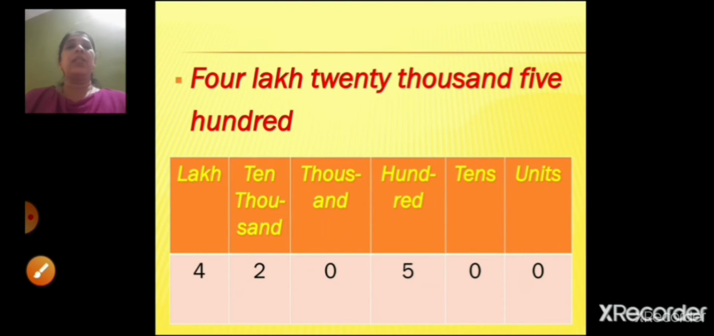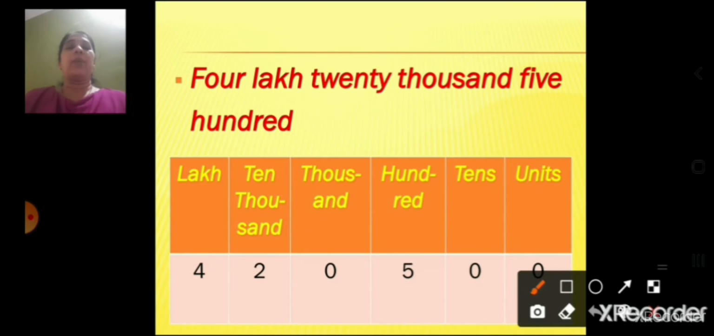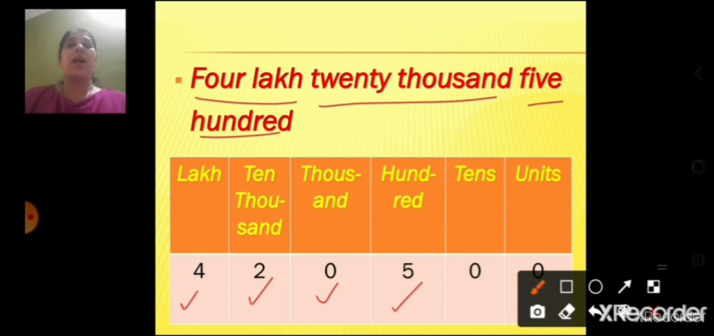Next example is 4,20,500. Again same thing, we will prepare a table: units, tens, 100, 1000, 10,000 and lakh. Now what is the first one? 4 lakh. So in the column of lakh we will write 4. Now next is what? 20,000. So 20,000 means 2 in the 10,000s place and 0 in the thousands place. Next is what? 500. So 5 will be in the hundreds place.